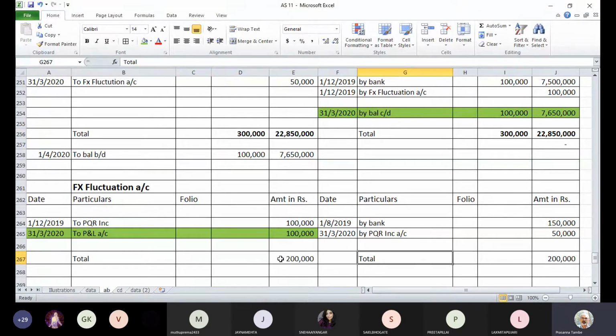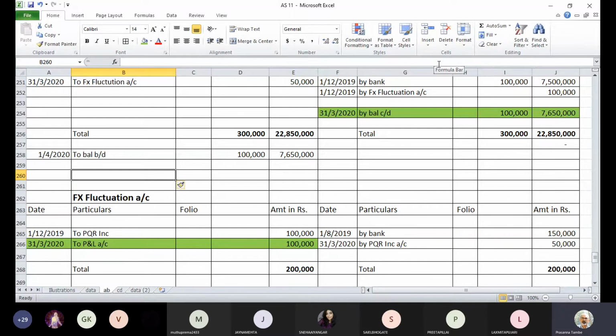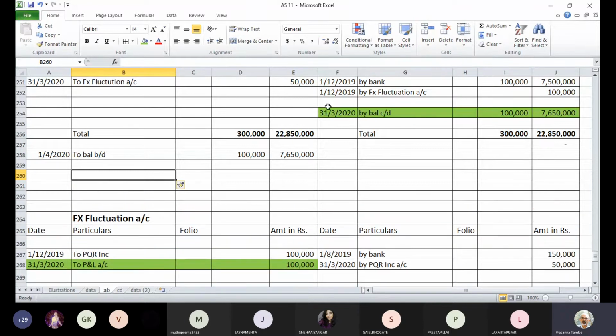Any difficulty in the first year's accounts? No, sir. Everybody has completed up to this stage. Can we begin with the second year? Yes, sir. Okay.